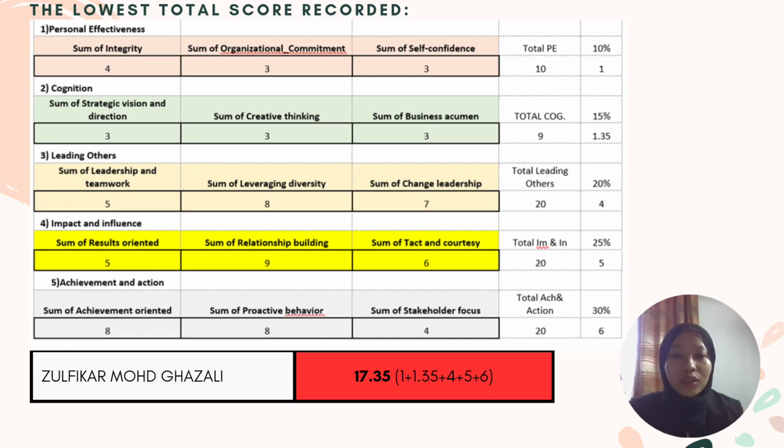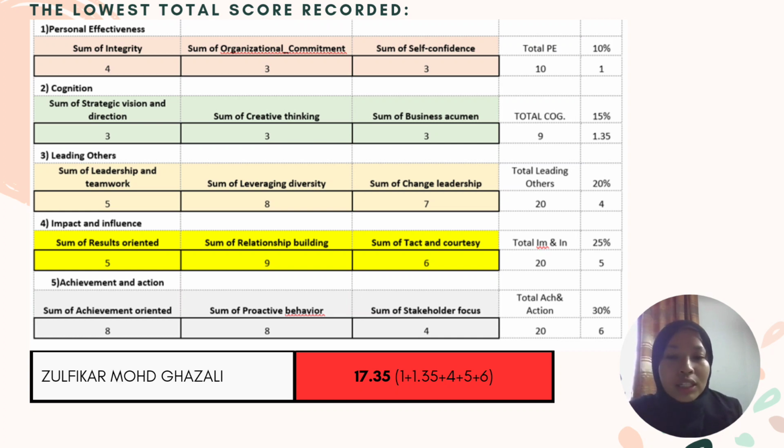Next, as for the lowest total score recorded, it is 17.35 by Zulfikar Muhammad Ghazali. We can see at the table, so we have the total from personal effectiveness Zulfikar got is 10, and from that 10% weightage is decided, so it will be 1. And then adding up for the next competency, which is number 2, cognition. So we have got 9. 15% from it is 1.35 recorded.